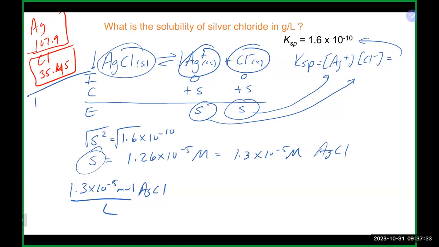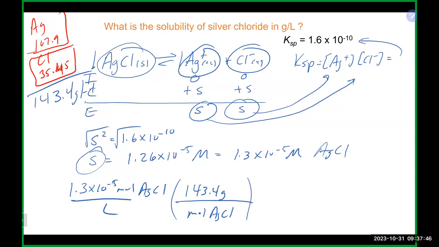Let's just add that together. 143.4 grams per mole. So we'll use that as a conversion factor here. 143.4 grams per mole of silver chloride. The moles will cancel, and that will get us 1.3 times 10 to the minus 5 times 143.4, approximately 0.00186 grams per liter. Any questions on that?